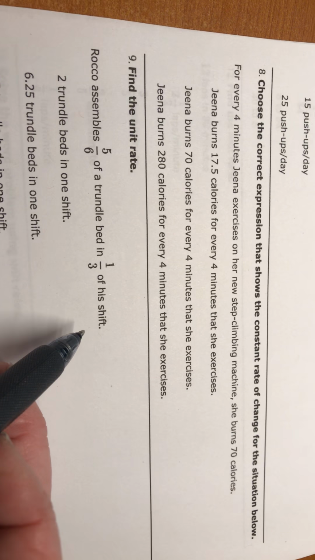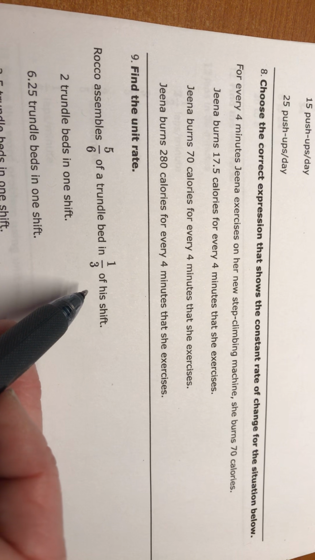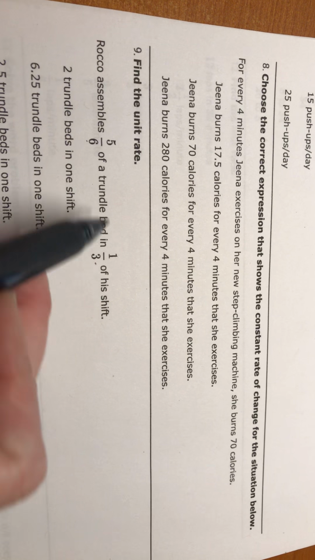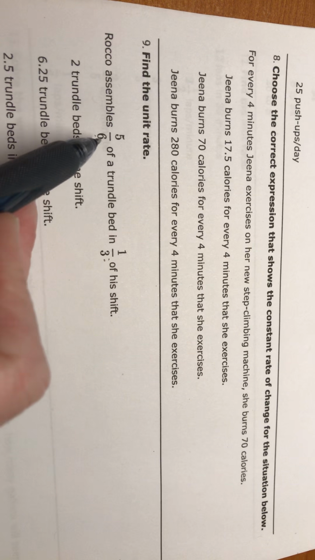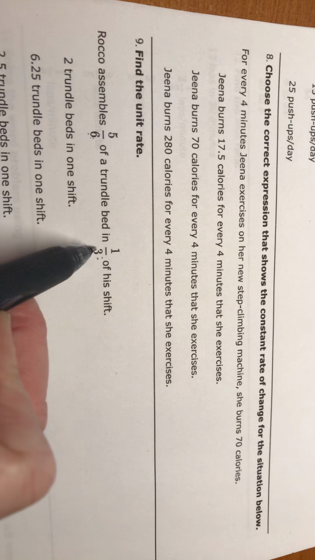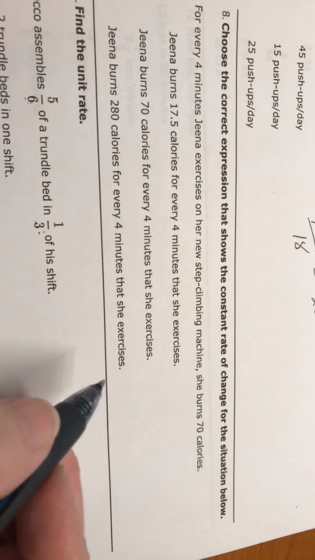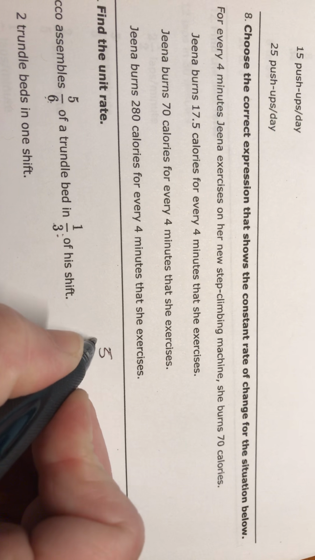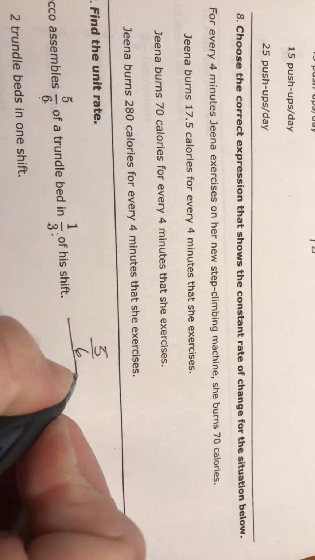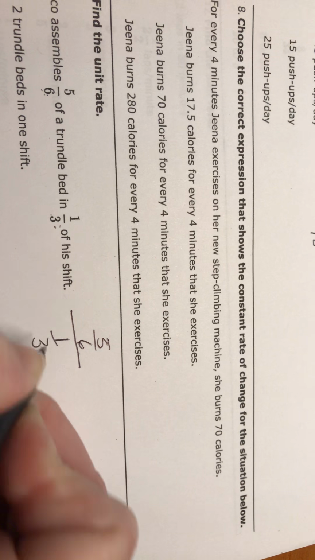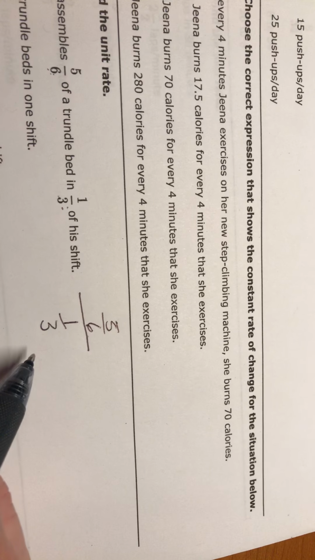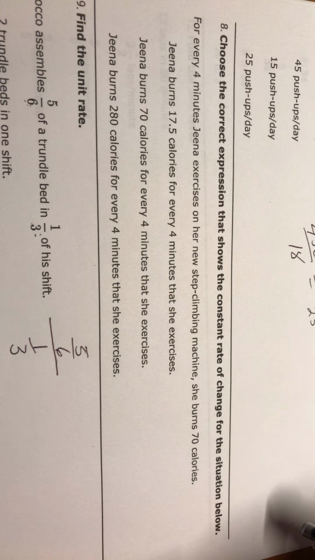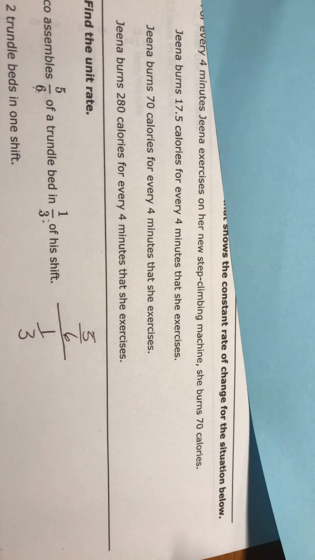Okay? So the first thing we want to do is make a ratio of this and this. So if this was a whole number and this was a whole number, we would put whole number over whole number, but they're fractions. But let's just humor me and do the same thing. So 5/6 of a trundle in 1/3 of a shift. Now that is just some crazy looking math, okay? Alright, so what I want to talk about is something I kind of already did on another piece of paper over here.